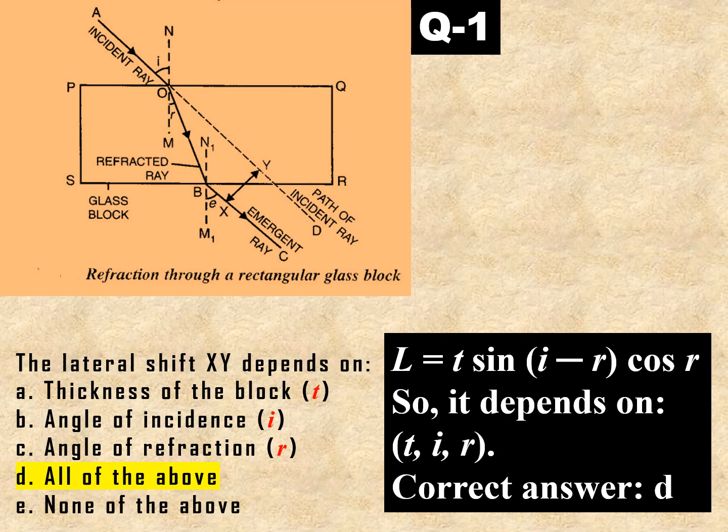The formula for lateral shift is shown. Even if you didn't know this exact formula, you have learnt that the lateral shift depends on angle of incidence, angle of refraction, and the slab thickness. Angle of incidence and angle of refraction are connected by the value of the refractive index. So, the correct answer is option D. Lateral shift depends on all the given factors.